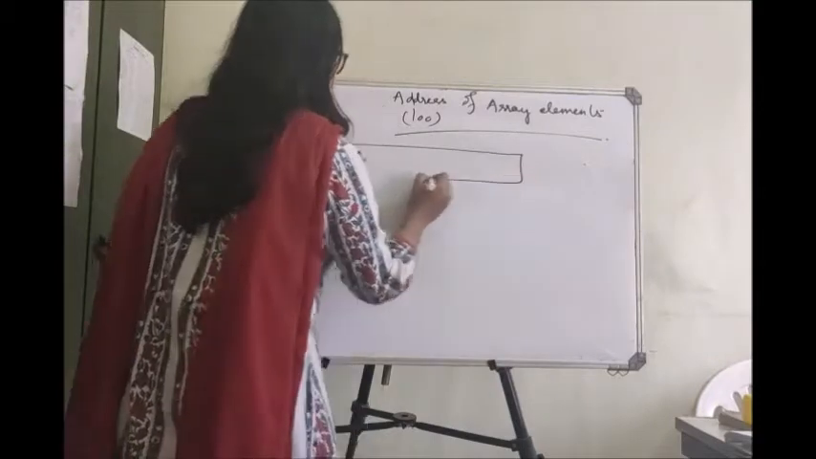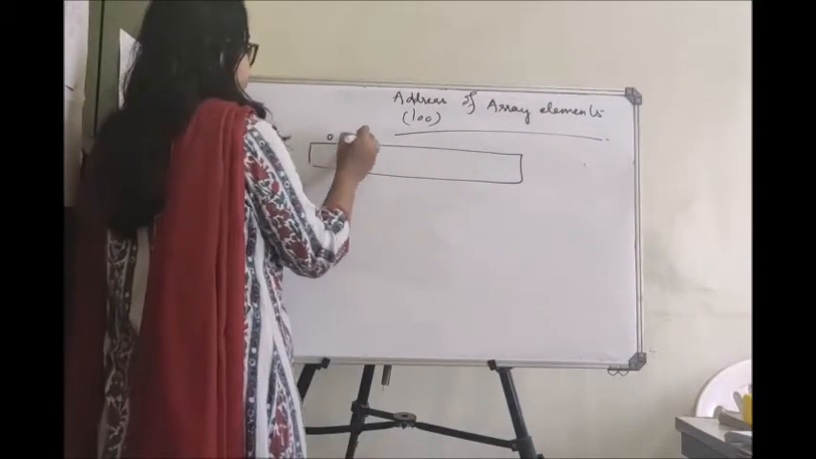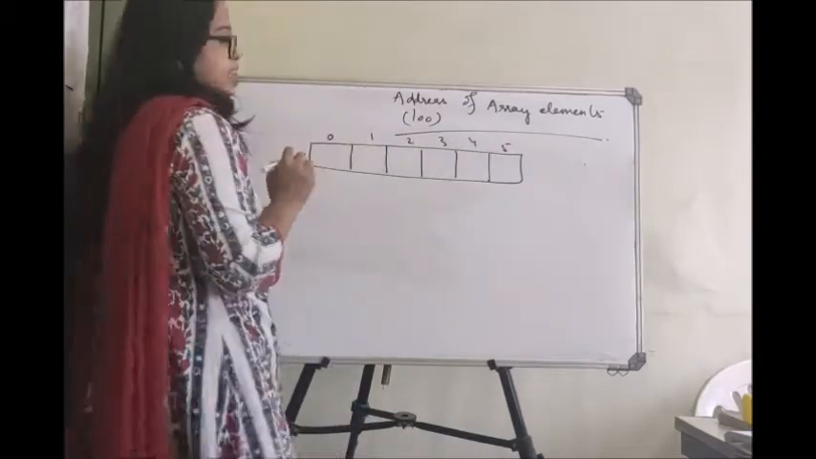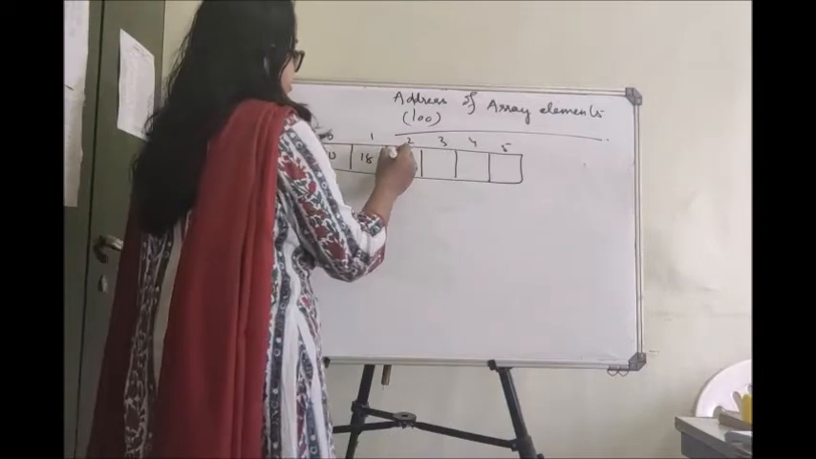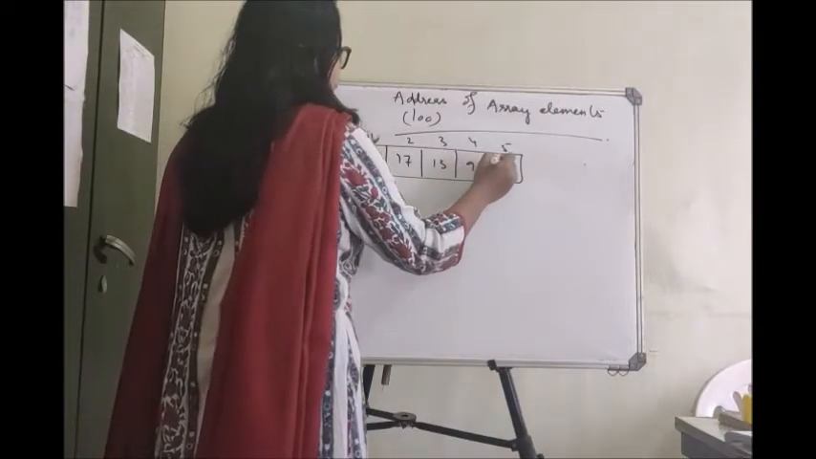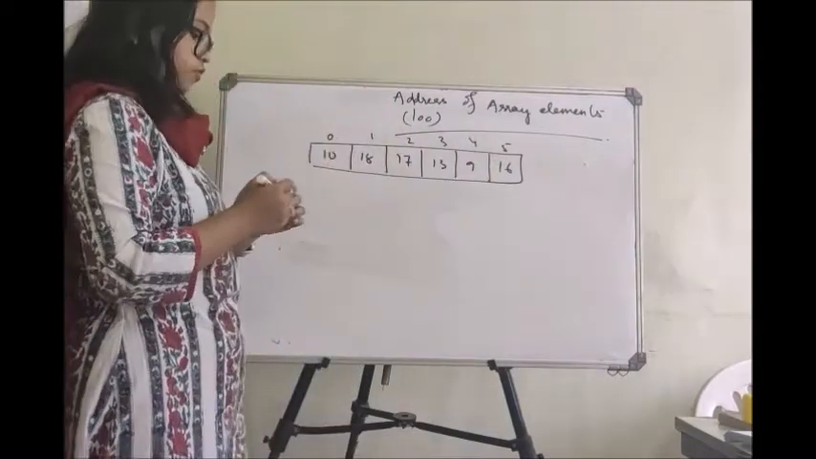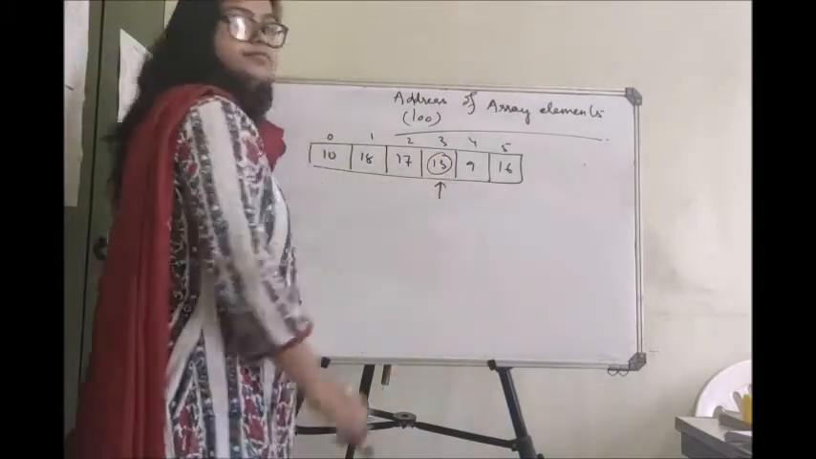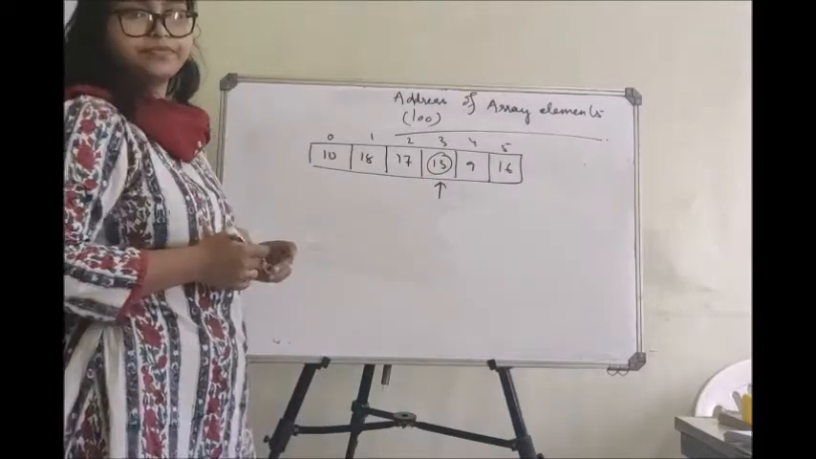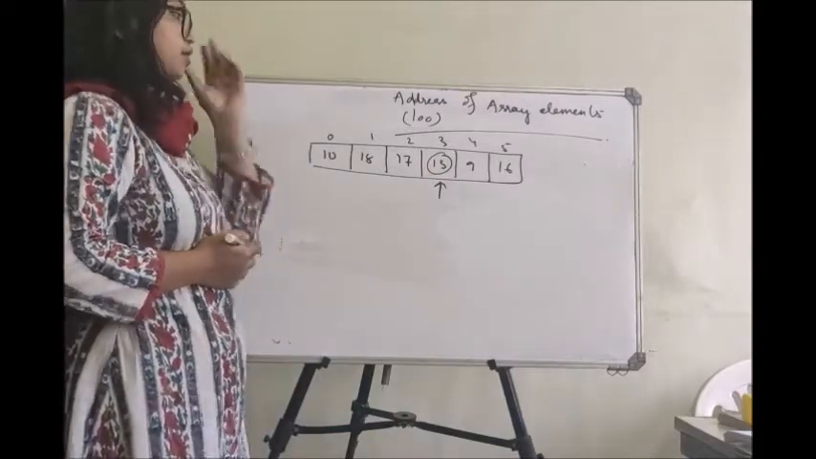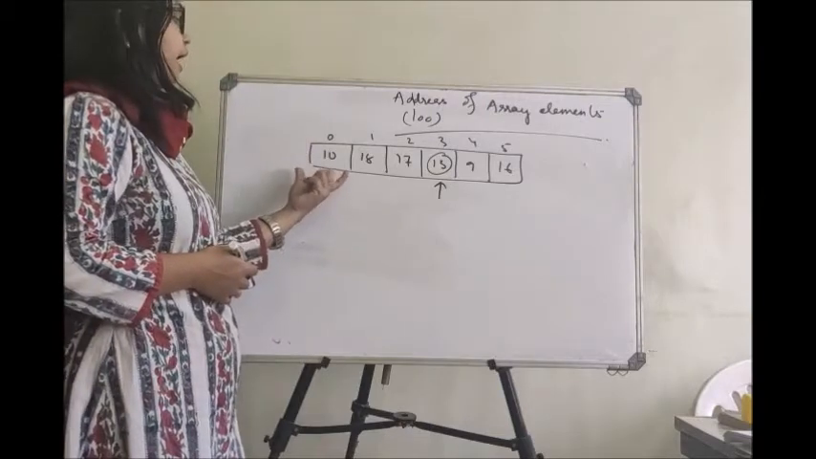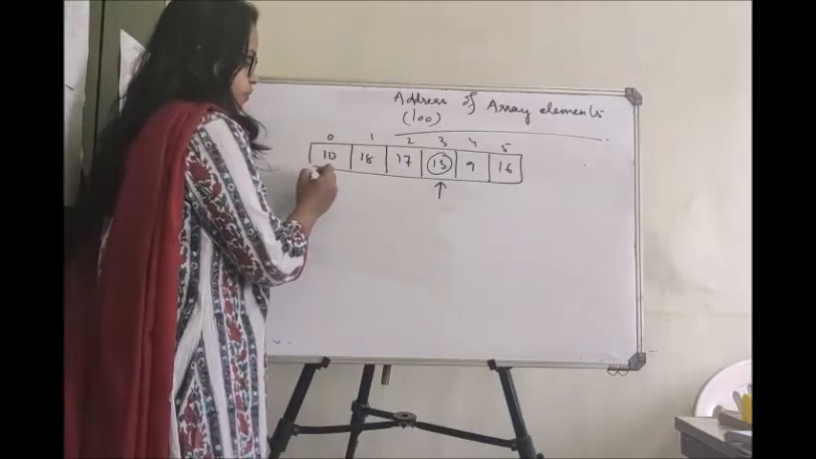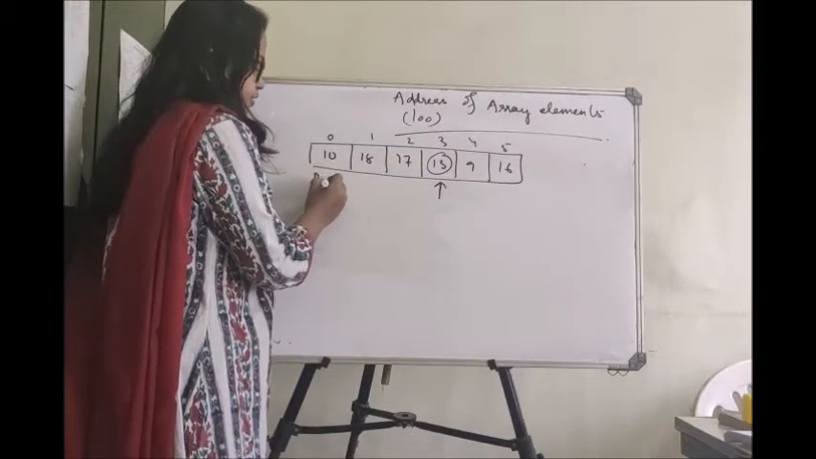Suppose given is an array with indices 0, 1, 2, 3, 4, 5. There are 6 elements in total: 10, 18, 17, 13, 9, 16. Just for the sake of taking a few elements, I want to find the location of 13. How to obtain it? For that, we need to know the address of the first element, and it is called the base address.